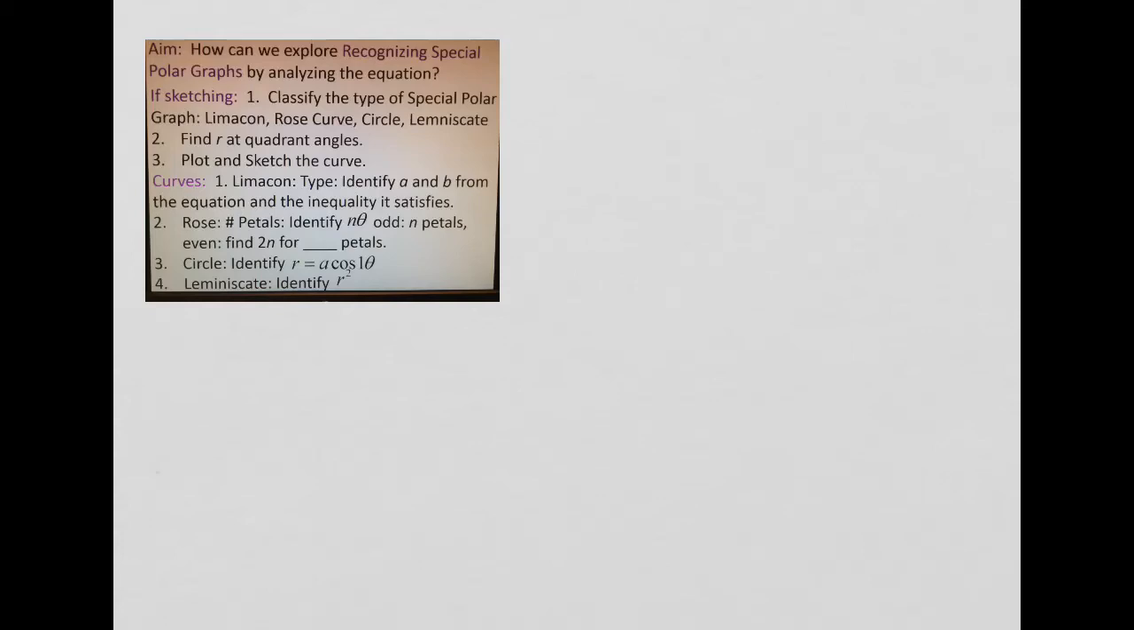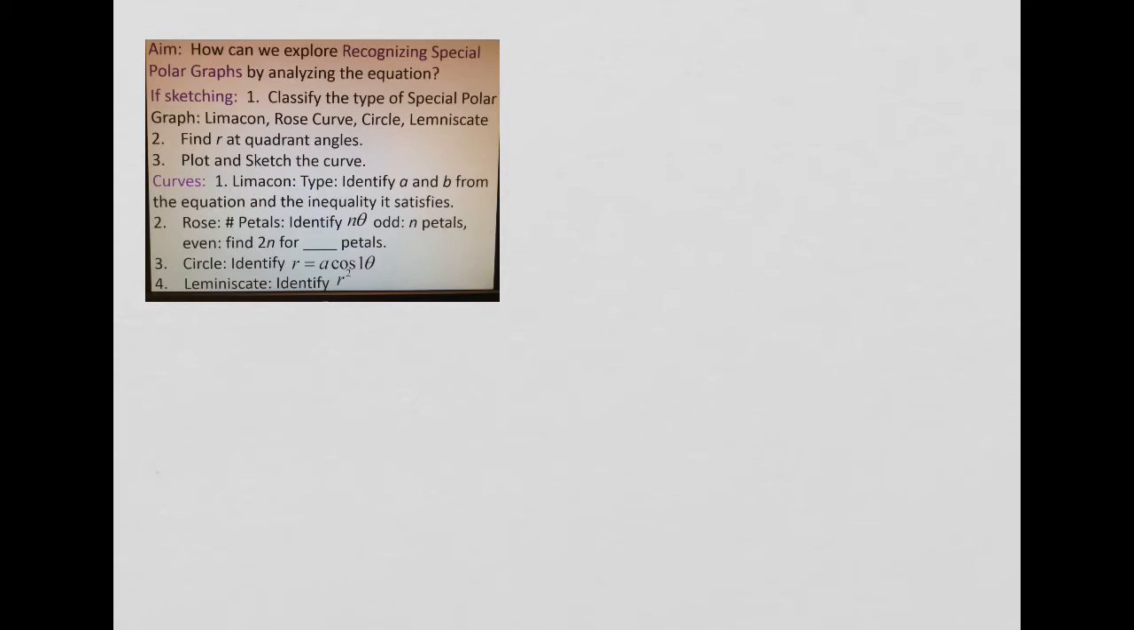Okay, so today we're going to go over recognizing special polar graphs. By looking at the equation, we're going to be able to do that. The reason why is because sometimes when we're in, let's say, BC Calculus, we need to just do a quick sketch of our equation and then proceed from there for other applications, which we'll see on our next lesson.